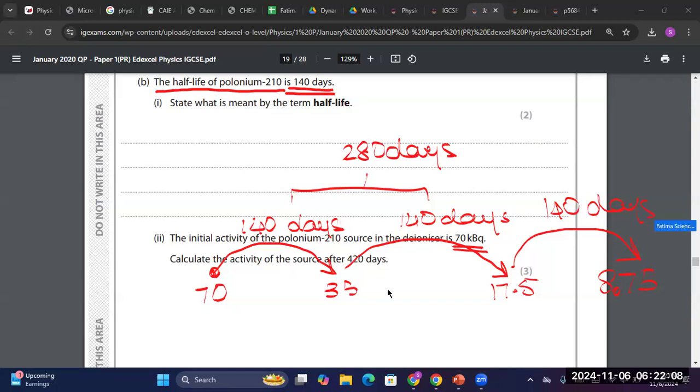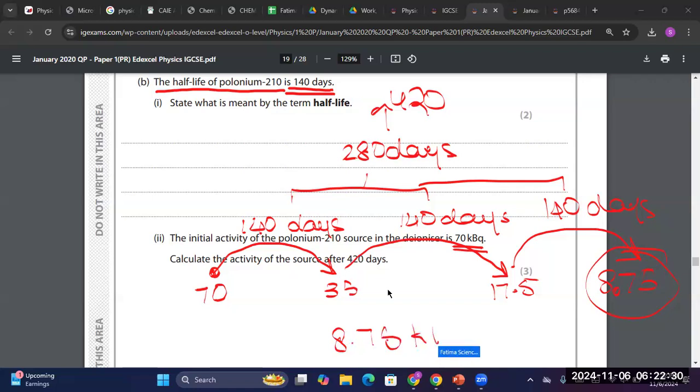So now add up the three values and see if we have reached 420 yet. Yeah, we did, right? So that means after 420 days, what is going to be the count? The count is going to be 8.75. That is your final answer. Okay. Now, another way of approaching the same question, Viraj, is that you figure out how many half lives are needed.